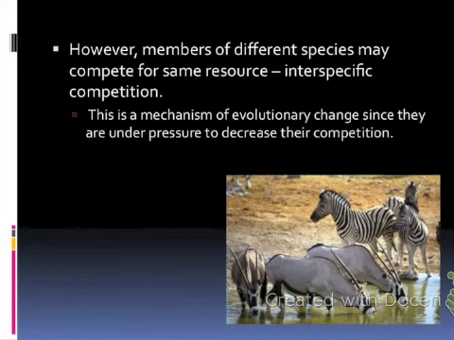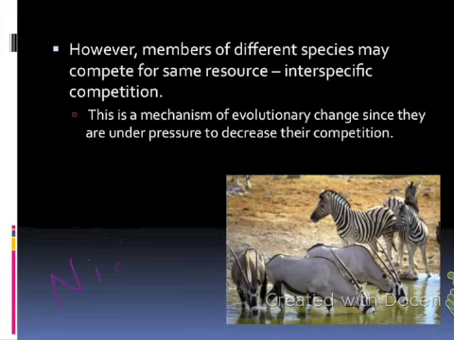And we know that interspecific competition, being able to compete with other populations of different species, is a very important mechanism of evolutionary change, because there is pressure on one of those two species to adapt to a new environment. They're under pressure to decrease the competition, because it is a rule of nature that two species cannot inhabit the same niche, right?